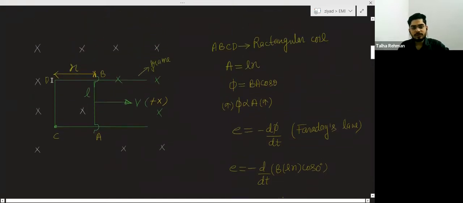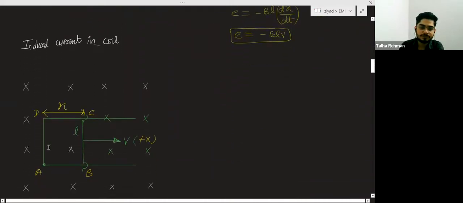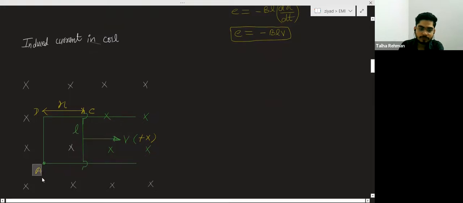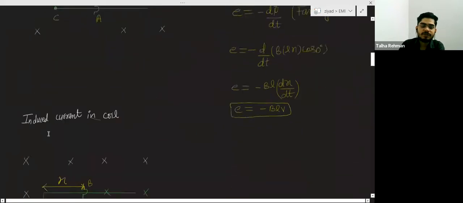Now this is our coil ABCD. So we will see what will be the induced current in this coil. What will be the induced current? So this is your wire AB, and this is your CD.